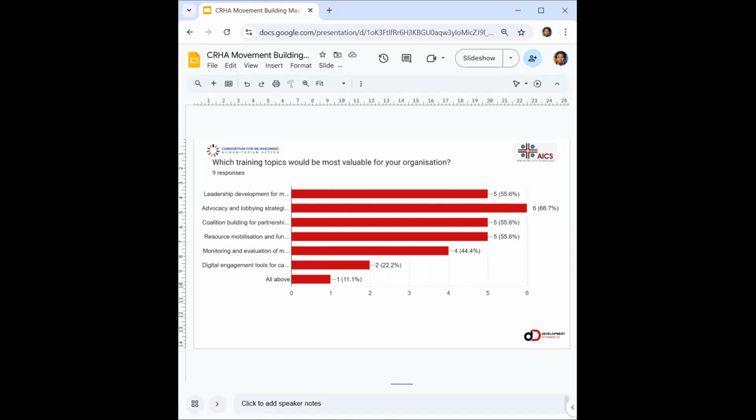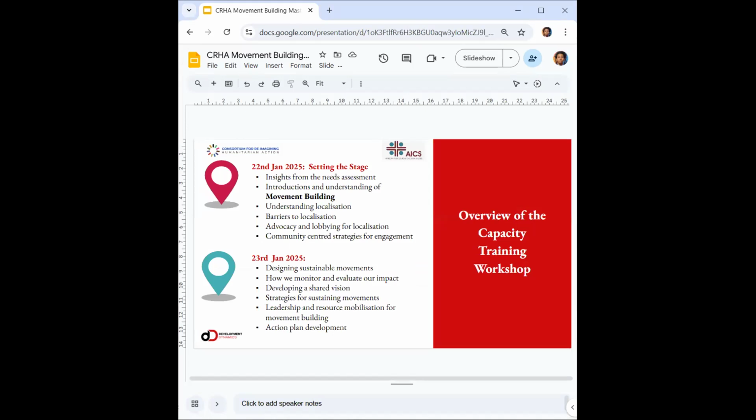And that being said, before I again invite quick comments or feedback, I come back to our overview of the training workshop to show that from the needs assessment, we were able to pick up the key insights that are shaping how we'll have this 2-day conversation. For today, we'll be setting the stage, and setting the stage is basically giving that foundational analysis that we can begin to work from.